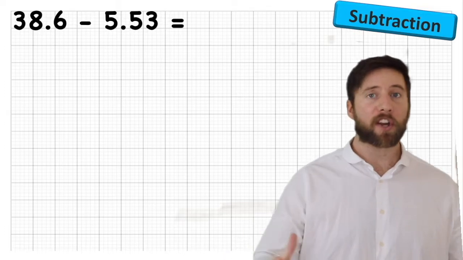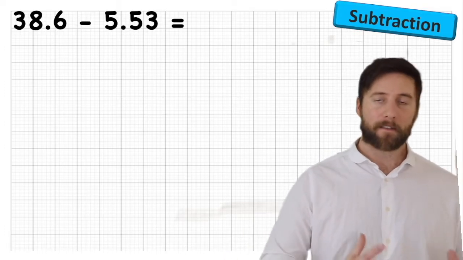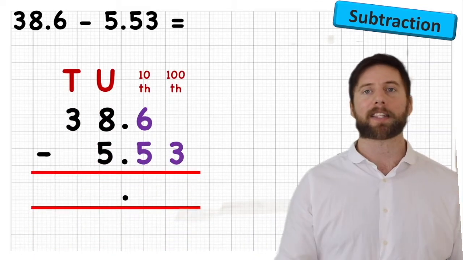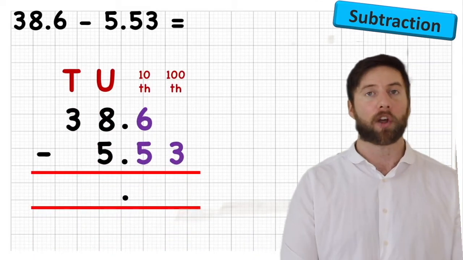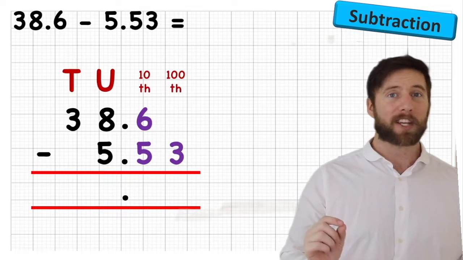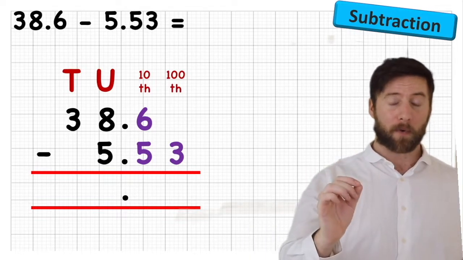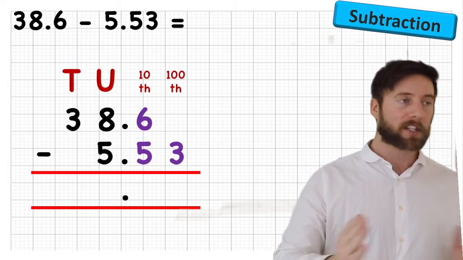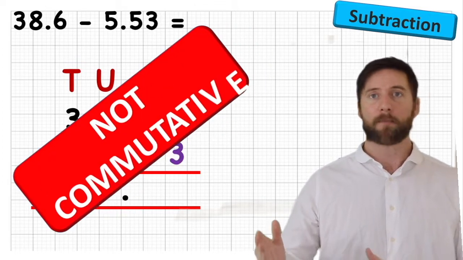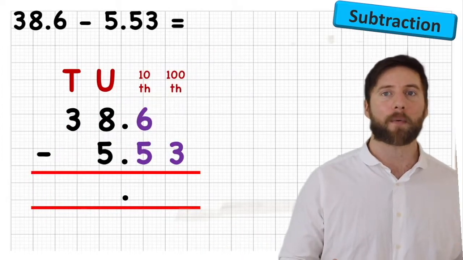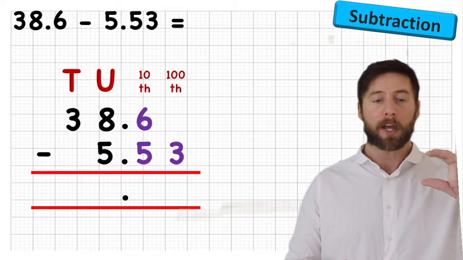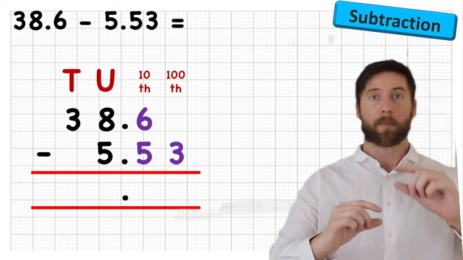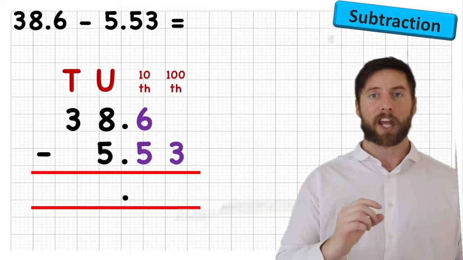Okay, so let's have a look at 38.6 subtract 5.53. Now the good news is we're just going to use exactly the same idea of laying everything out in columns. That's the good news. The bad news is we've got to be ultra careful here, okay, because subtraction is not commutative. If the question says 38.6 subtract 5.53, we have to do it that way around, and the 38.6 will go at the top, subtract 5.53 will go underneath. Okay, it's not commutative, it will be a completely different answer if we change them around.